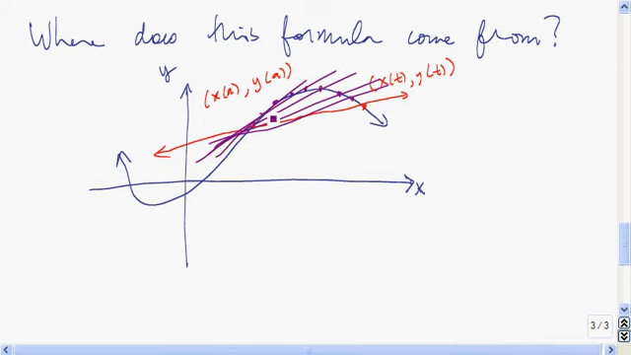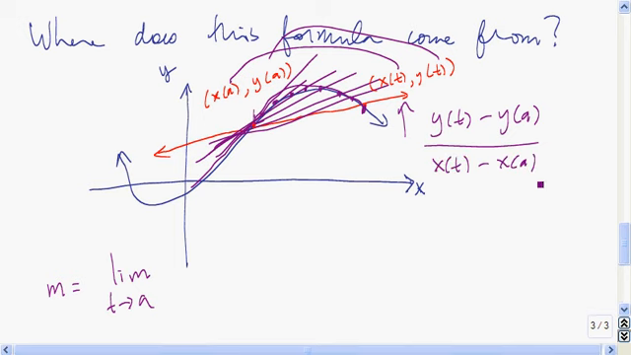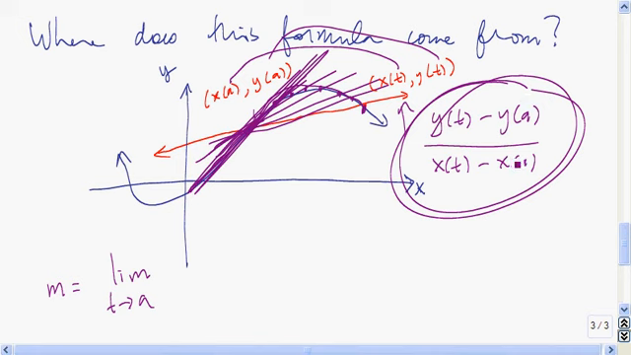Then the slope of the tangent line there is defined to be the limit of the slopes of these secant lines. Okay, so the slope of this tangent line, therefore, is the limit. So sending this point x of t, y of t to the point x of a, y of a is saying take the limit as t approaches a. And then the limit of the slope of that secant line. Well, I know the slope of that is equal to the rise divided by the run. So it's change in y divided by the change in x. So the slope of this tangent line here is the limit of this as t approaches a.